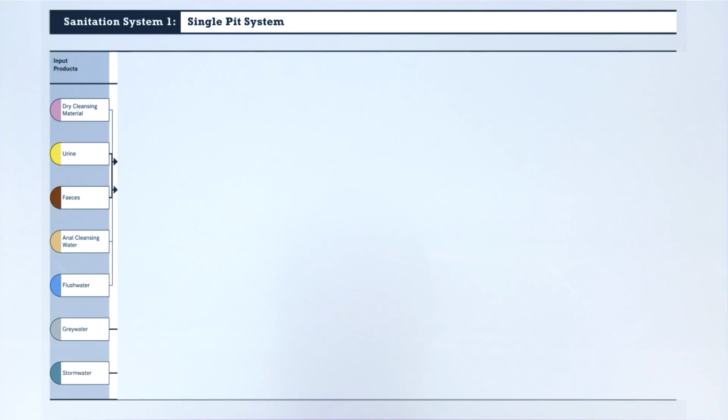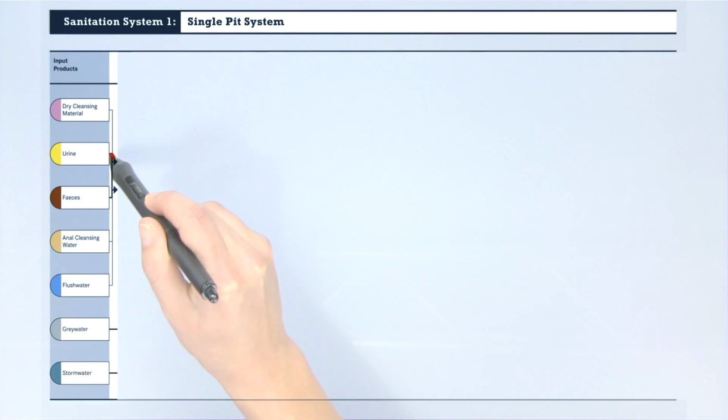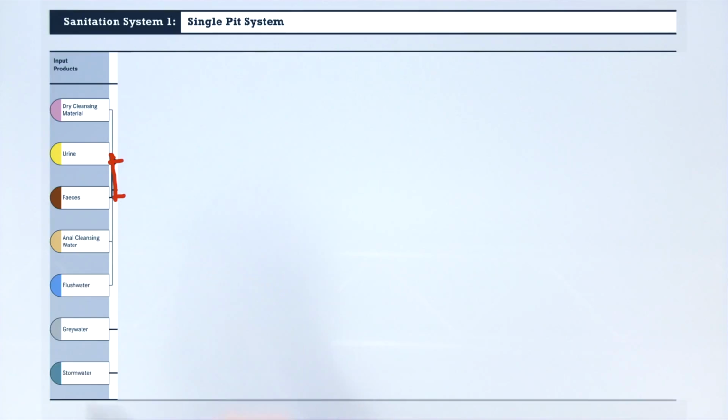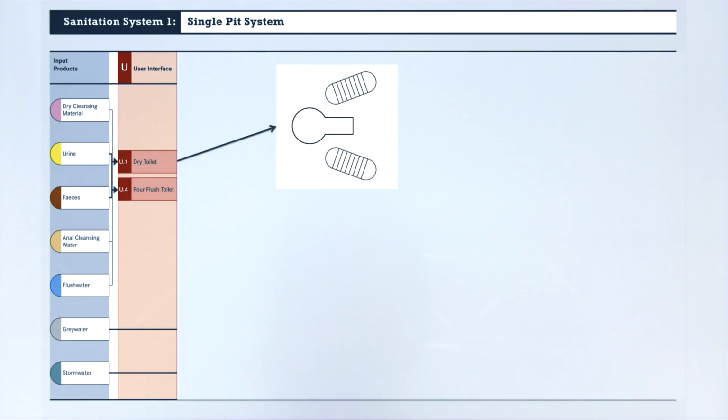So, moving from left to right and starting with the products, we note that the 2 main products are urine and feces, as they have the thick lines attached to them. The other products are optional or not necessary, depending on the system, but we'll have to consider this as we move forward.